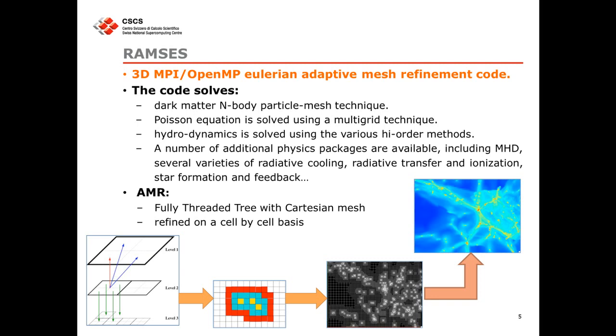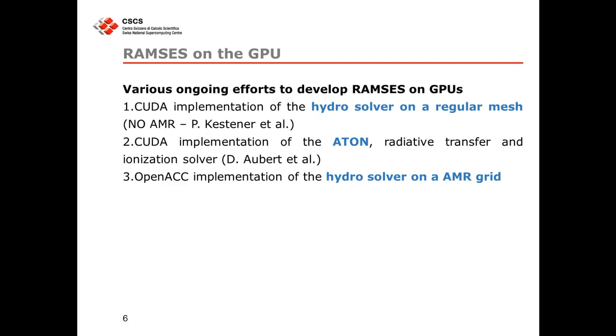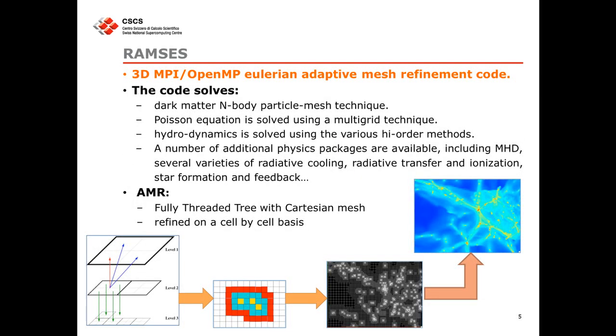The code is an Eulerian code based on this adaptive mesh refinement approach that allows you to refine the spatial resolution of your simulation only where it is actually needed. So you see a very coarse grid here, while here you have a very refined structure.